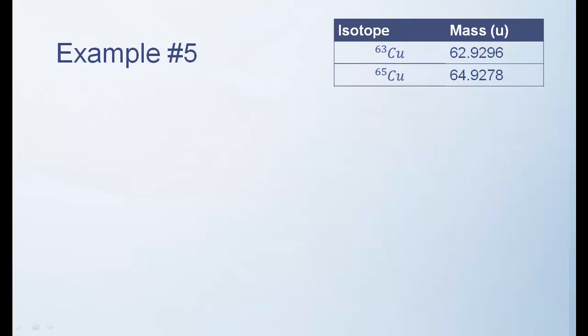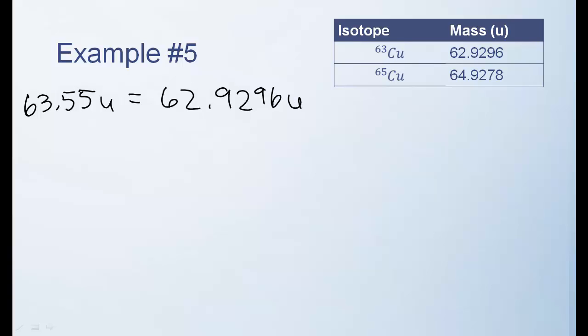But we can set up our formula the same way as we always have. We know the atomic weight of copper, and so we can get off to the races here. 63.55 atomic units is going to equal the mass of the first isotope, 62.9296 atomic units. Well, what is the abundance of this isotope? We don't know. For now, I'm going to use an X.